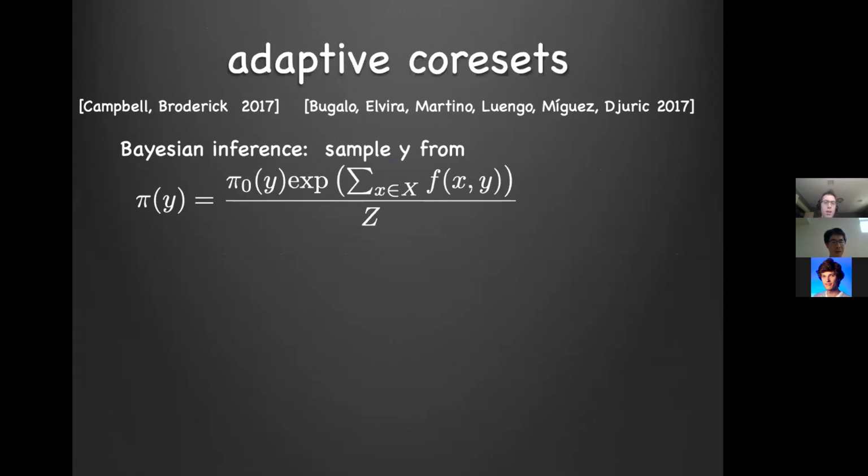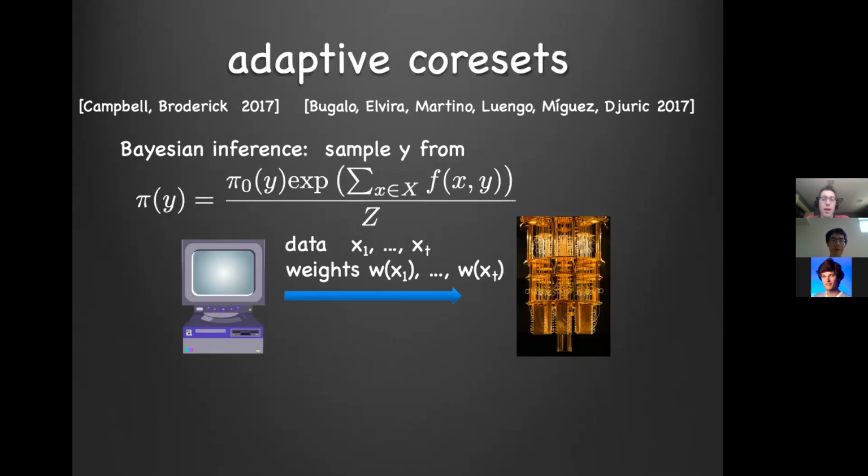So the problem I want to consider is Bayesian inference. A lot like maximum likelihood, except now, instead of outputting the most likely model, we want to sample from the posterior distribution on models. So we have a prior pi0 of y. We have the same log likelihood showing up here that tells us how to reweight this distribution to get some posterior distribution pi of y. And we want to sample y from this distribution.